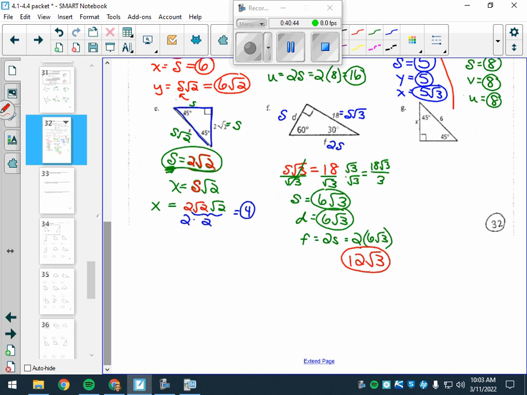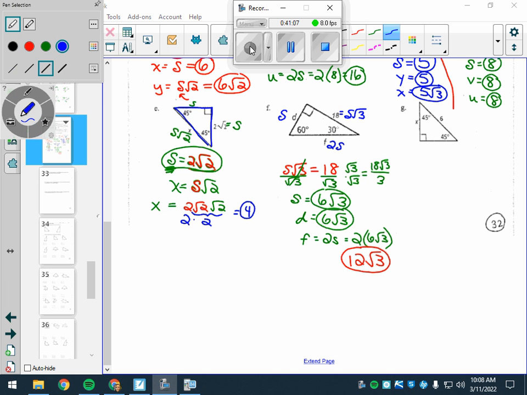All right, so for part G, I'm going to let you try this one on your own. Label the sides S, S, and S root 2. Write an equation, solve for S, and then see what you get as the length of the side. So, just really quickly, I walked around and I saw everybody, I think at this point, has it. So that's S, S, and S root 2.